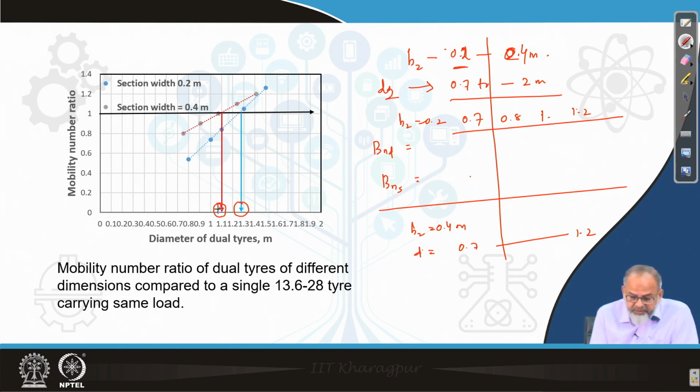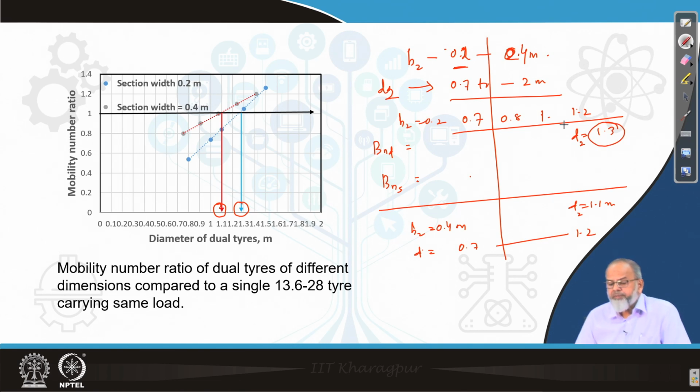So what I observed here is, for a section width of 0.4 meter, the diameter is around 1.1 meter, and for a section width of 0.2 meter, the diameter is around 1.3. So this is the minimum diameter. So you have to have a diameter more than this, then only the dual wheel will perform better than the single wheel. So this is how we are going to decide the dimensions of dual tires if we are interested to replace the single tires.